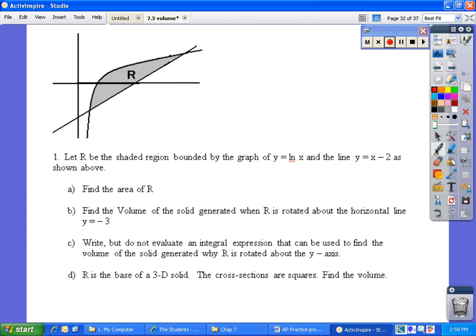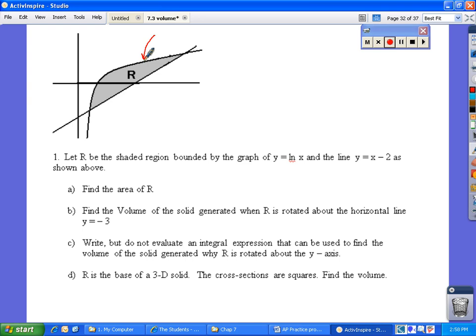Now, they didn't actually tell you which one is which, but hopefully you'll recognize that this curved graph is the natural log of x, and this straight line is the equation x minus 2. All right, so first thing we want to do is find the area of R.